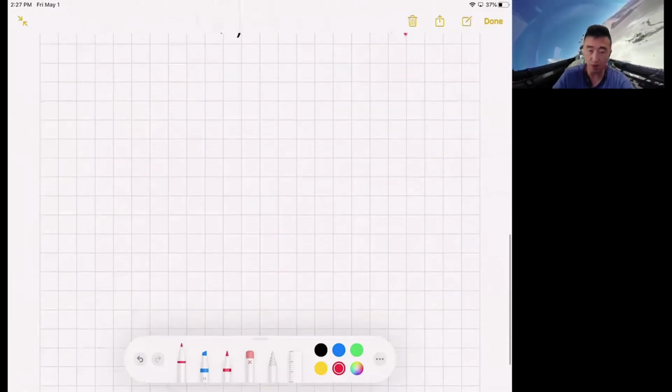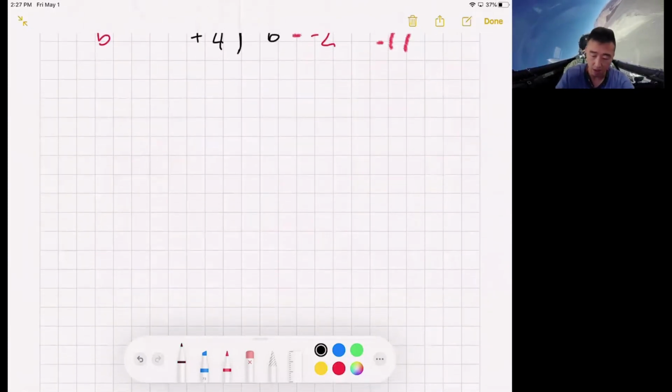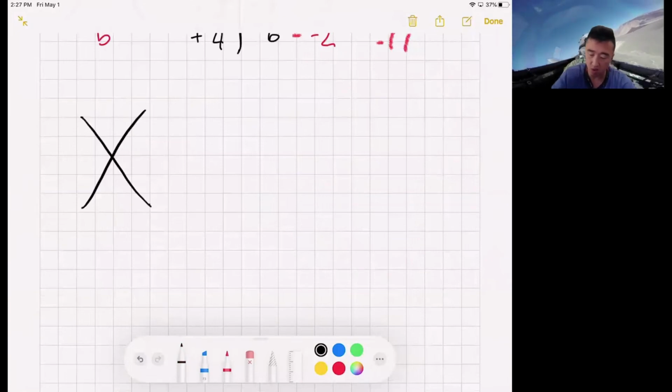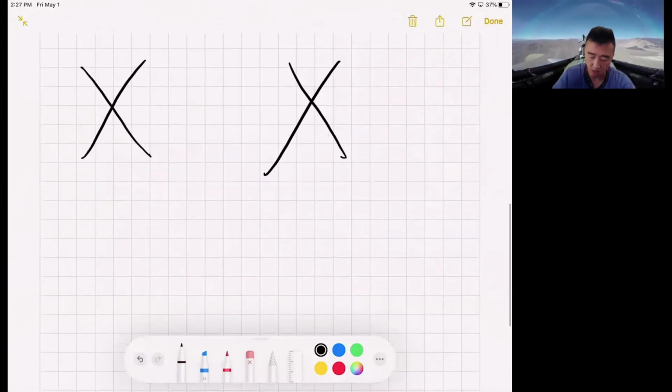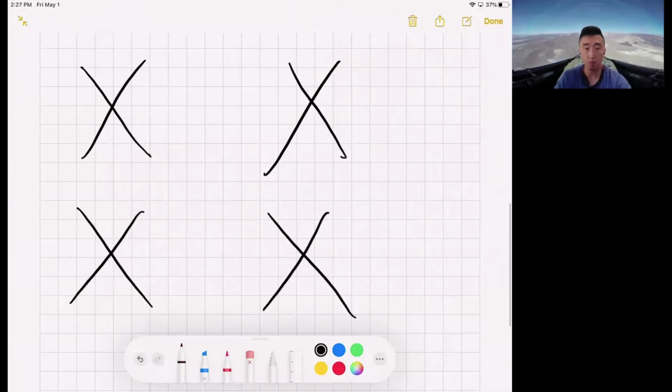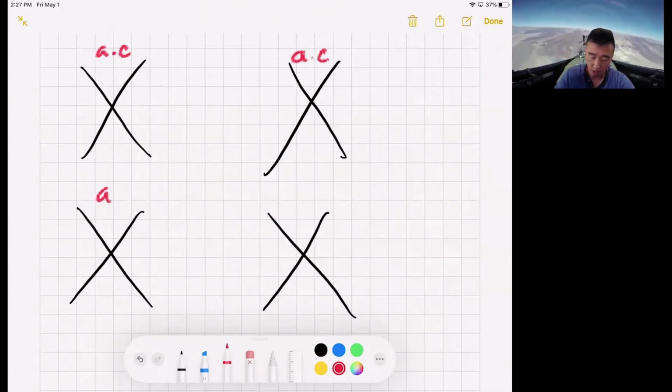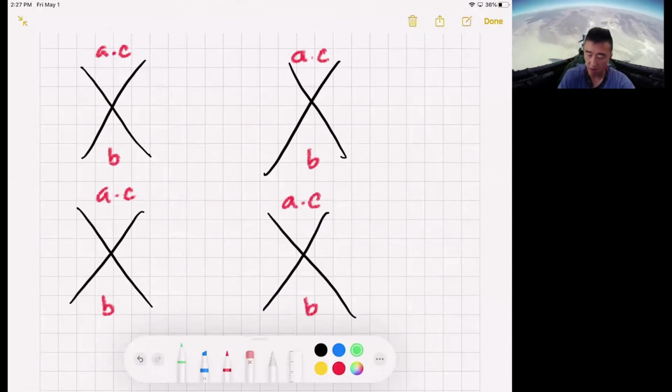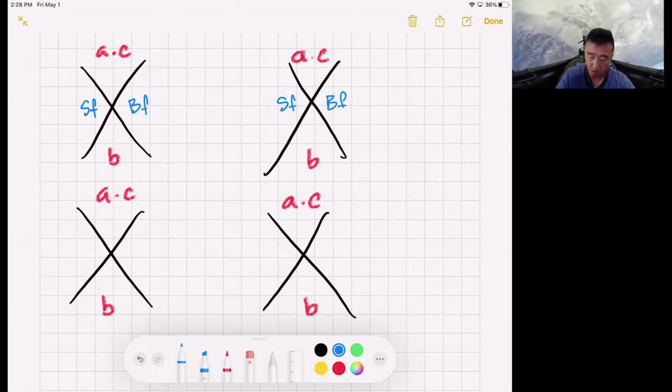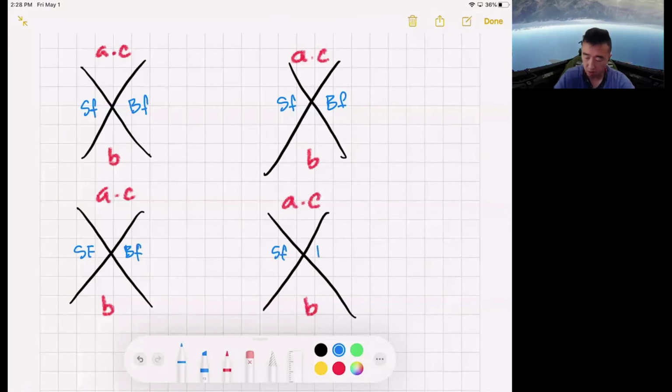So again, let me break that down for you in a way that you can just have it from here on out, and you can use it all the time. So you're just going to have 4 possible situations. Okay, 4 possible situations. Now in all of these, this is going to be A times C, A times C, A times C, A times C. And this is going to be your B term. Okay, so you don't got to worry about that. This is going to be your small factor. This is going to be your big factor, right? Small factor, big factor, small factor, big factor, small factor, big factor.